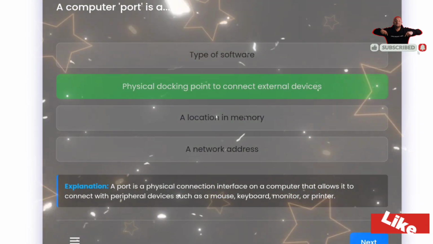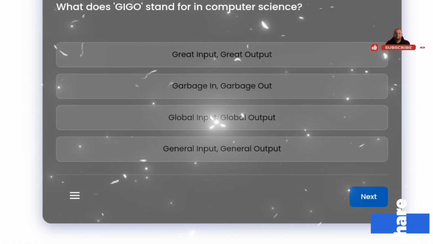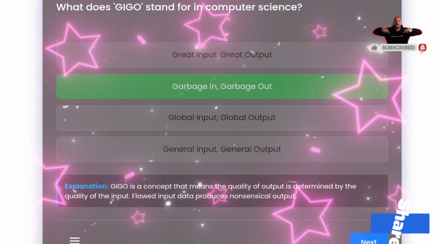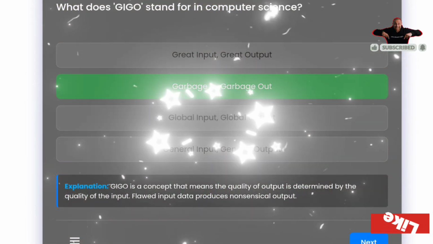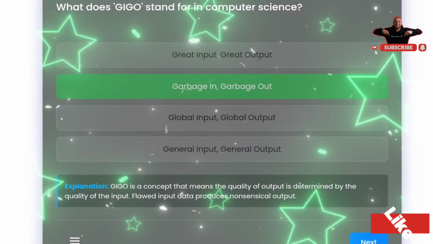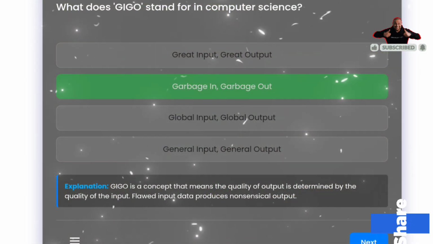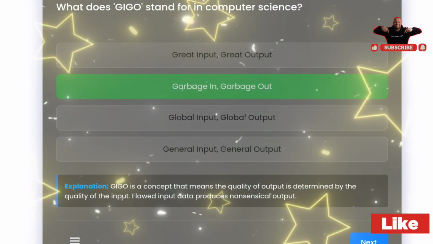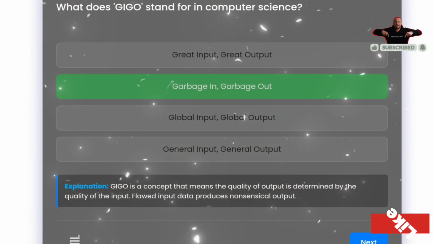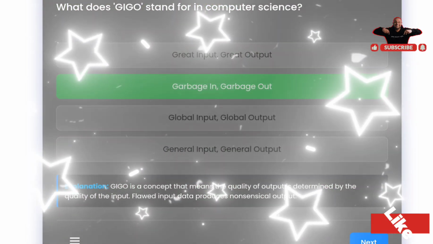Next question. What does GIGO stand for in computer science? GIGO means garbage in, garbage out. GIGO is a concept that means the quality of output is determined by the quality of input. Poor input data produces nonsensical output. That is, GIGO means garbage in, garbage out.